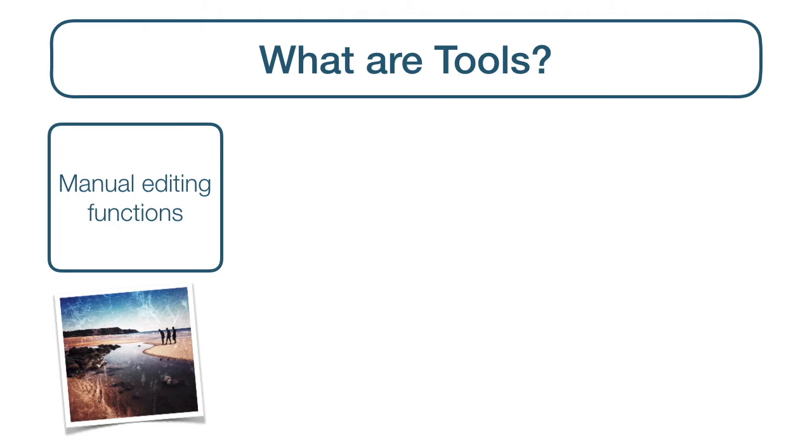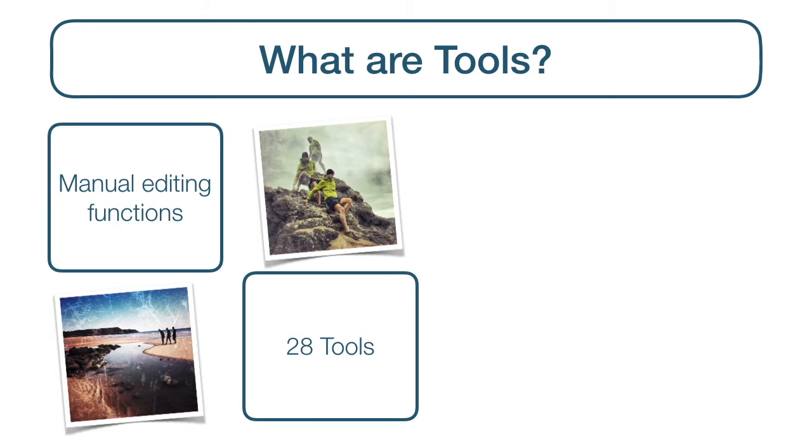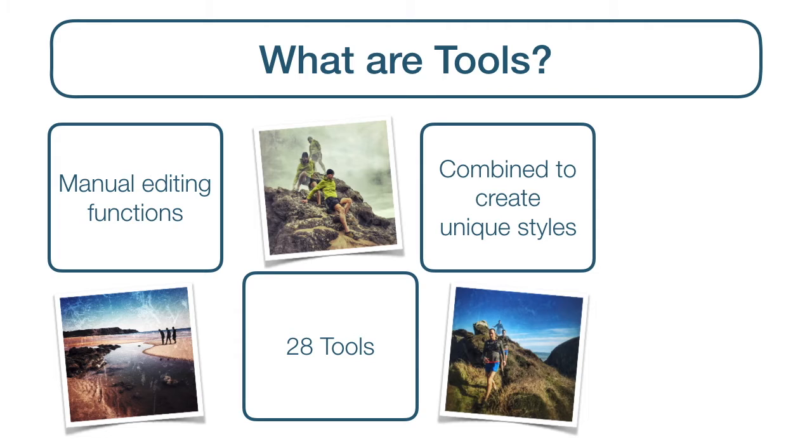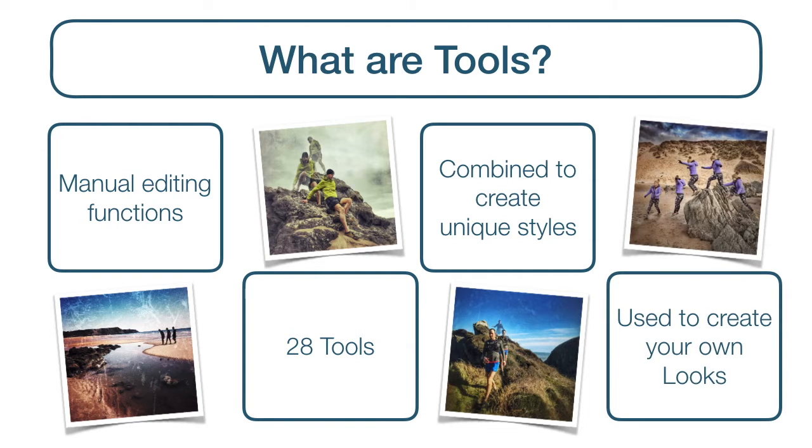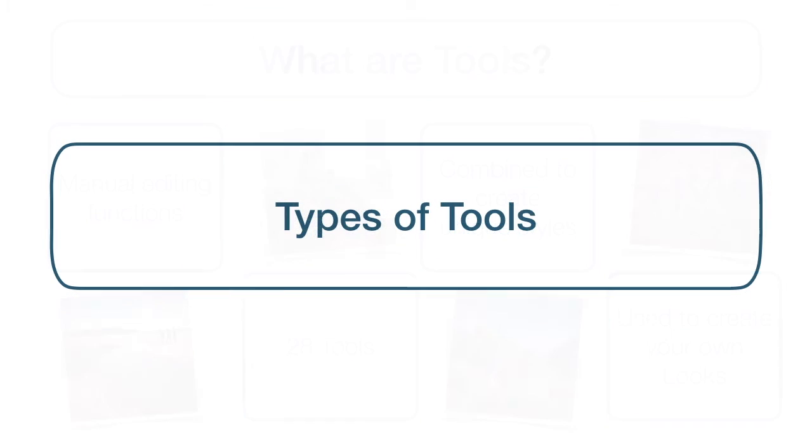Tools are the names given to the manual editing functions within Snapseed. There are 28 tools in total, which can be used alone or combined to create unique styles, and can be used to create your own looks. Great, so now we know what they are, let's have a closer look at the different types of tools available in Snapseed.